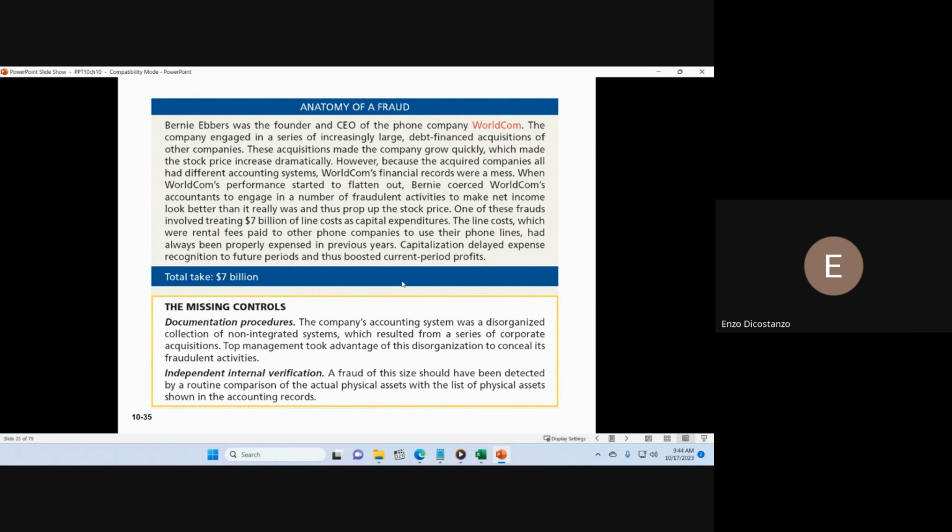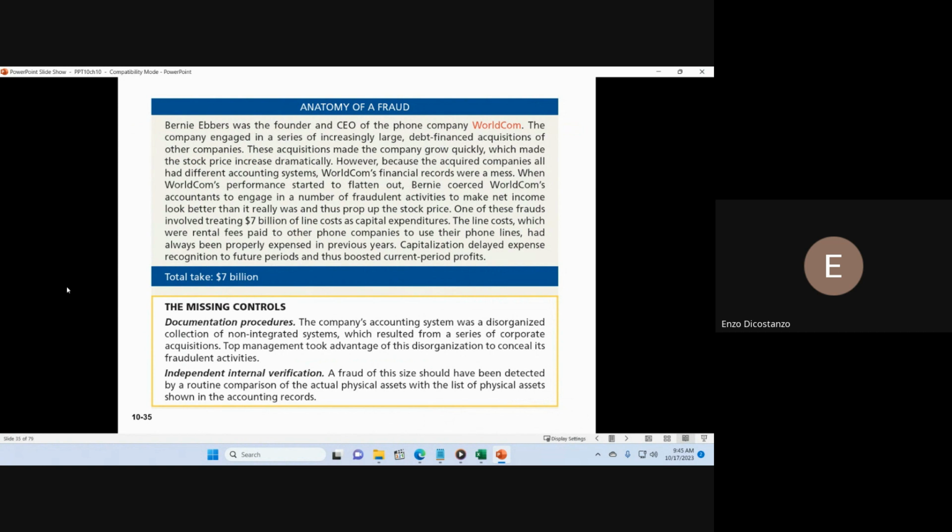Documentation, independent internal verification. So that was the cash chapter. I don't know if you read the cash chapter, but it had a lot of these sort of forensic questions: when things go wrong, and why things went wrong. And also the magnitude. It was just the total take, the magnitude of the underhanded thing that happened here.